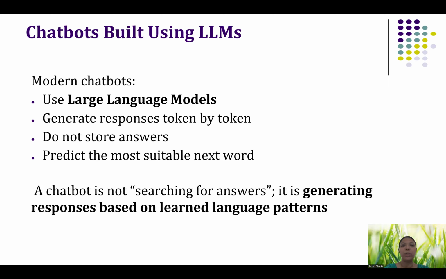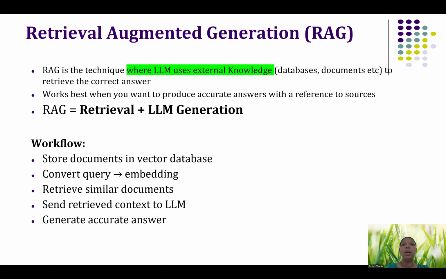So it is not going to search for an answer. Instead, it's going to generate the response based on the language pattern it has already learned. That is what the model has learned during pre-training, and based on that, it does the next predictions. But the problem, as I told you, is that it doesn't have private data access. It doesn't have domain-specific answers.